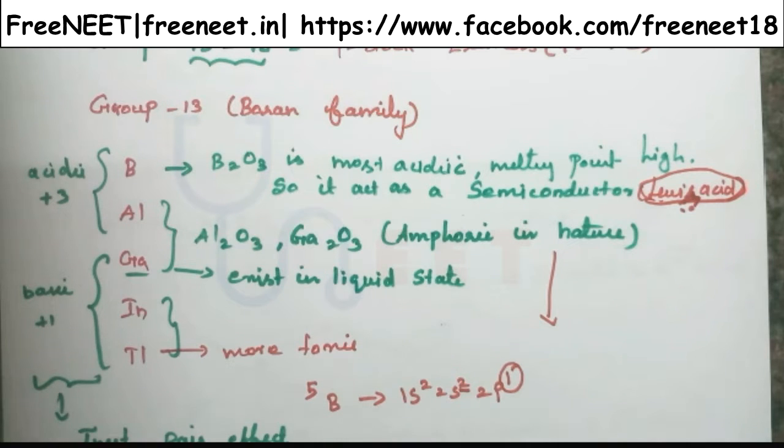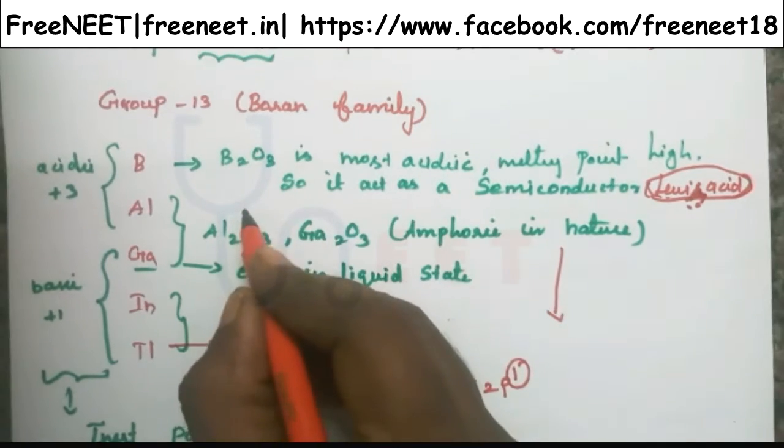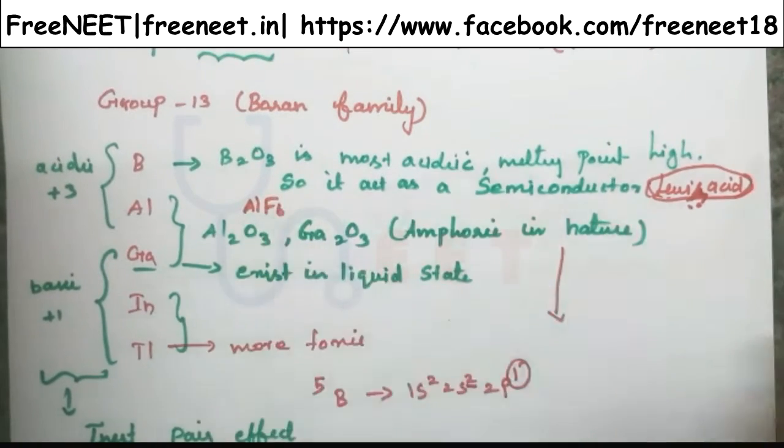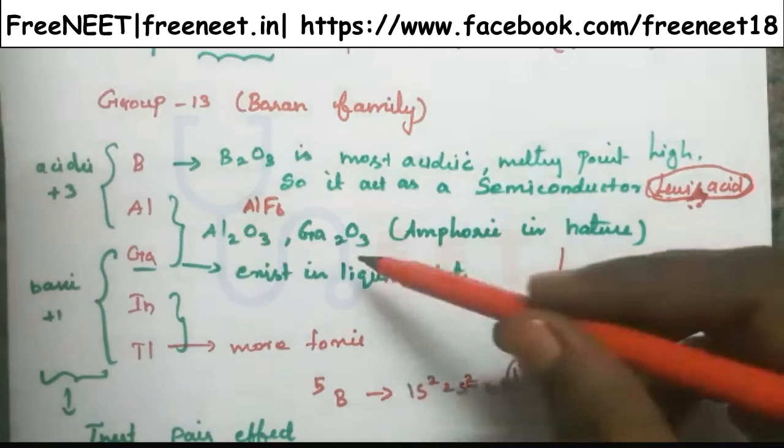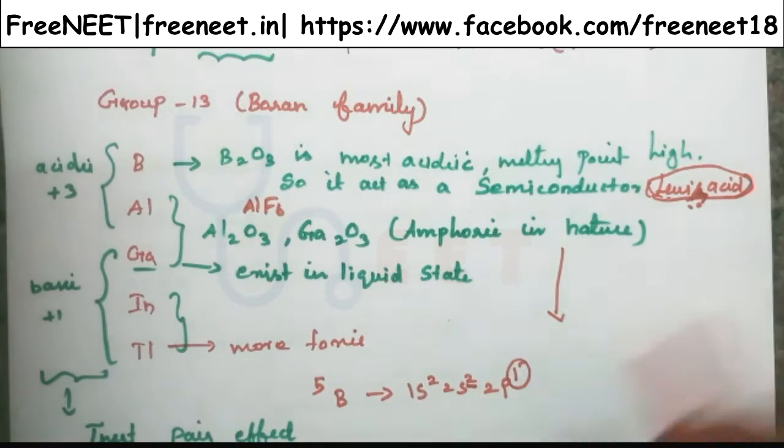Then aluminium easily forms aluminium hexafluoride also. Aluminium hexafluoride, and gallium also forms gallium oxide. This aluminium and gallium are amphoteric in nature.